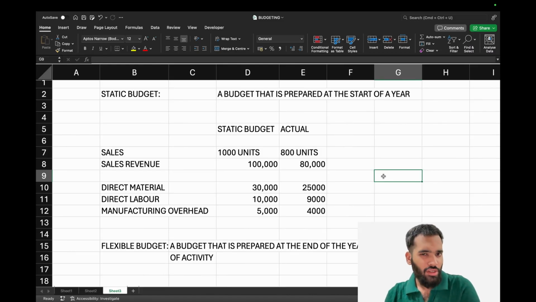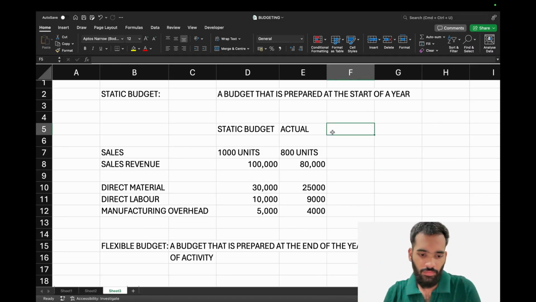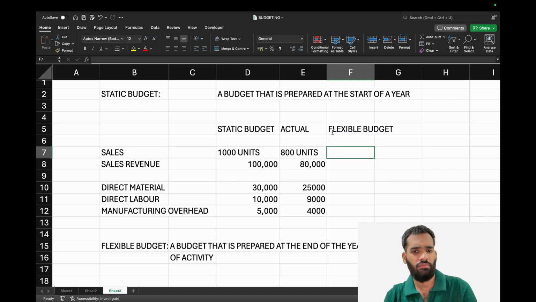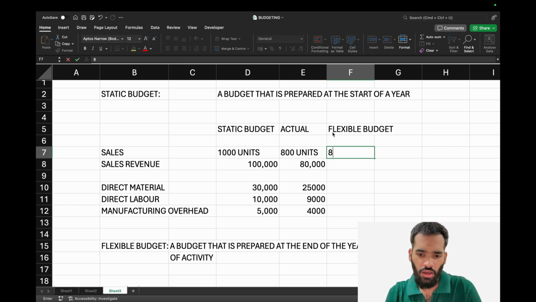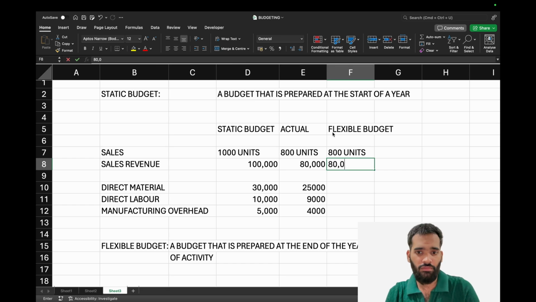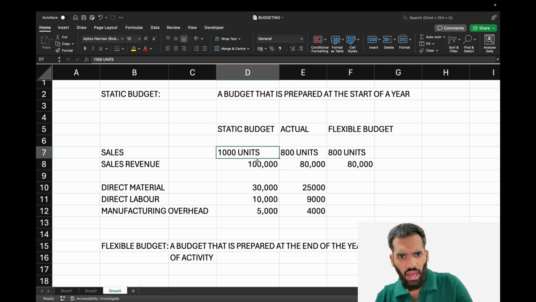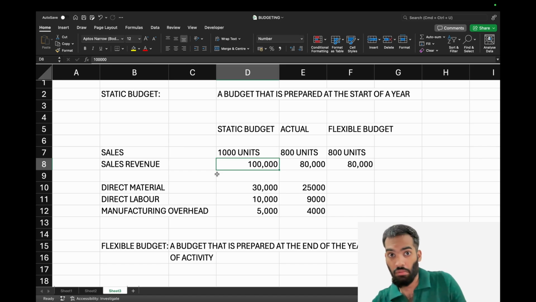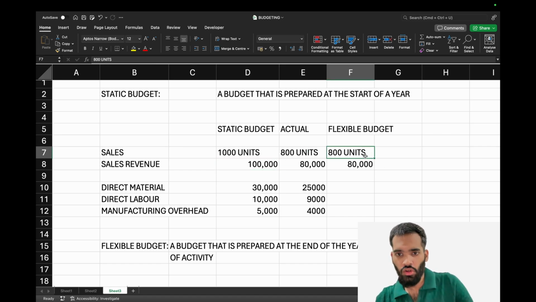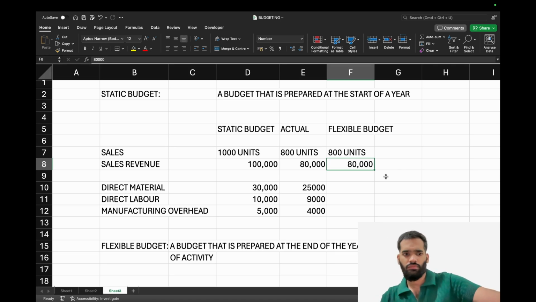All right, now let me show you, let's say we prepared a flexible budget. So let's create a flexible budget here. Again, for now, I'm assuming numbers. Let's say at 800 units, sales should have been 80,000, which makes sense because at 1,000 units, I wanted to make 100,000 revenue, so at 800 units, I would want to make 80,000 in revenue.